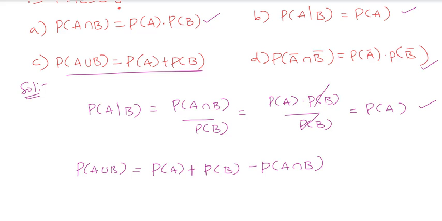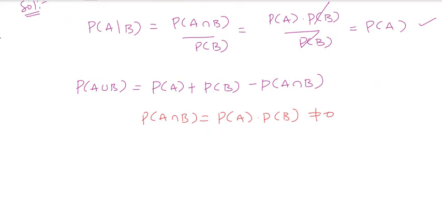So what is your probability of A intersection B? Is it possible always? Because probability of A intersection B is nothing but probability of A into probability of B. But that should be not equivalent to 0. Why? Since they have given that probability of A is not equivalent to 0 and probability of B is not equivalent to 0. So then only this is 1.